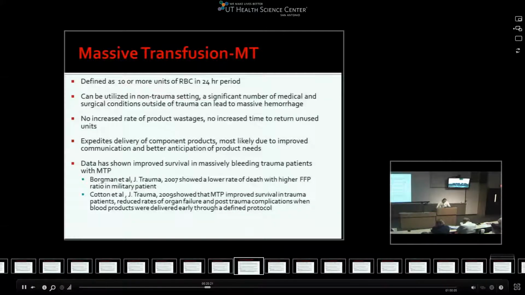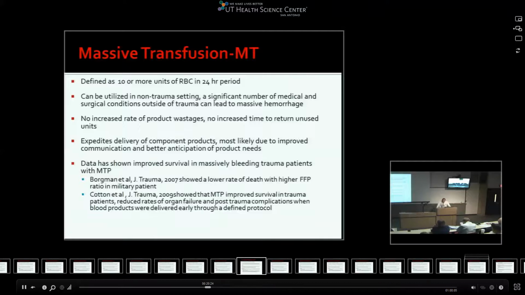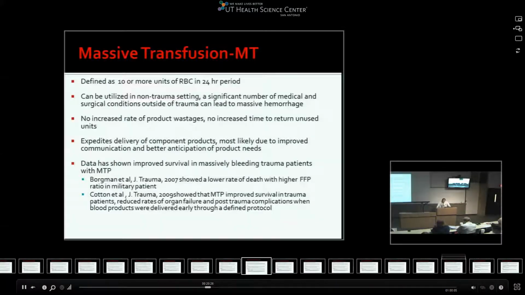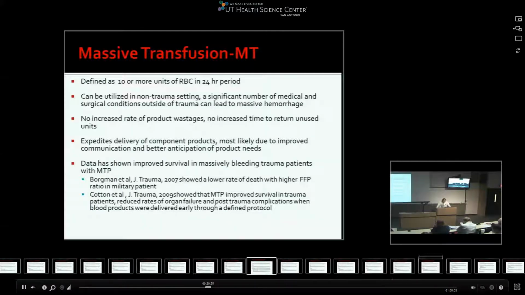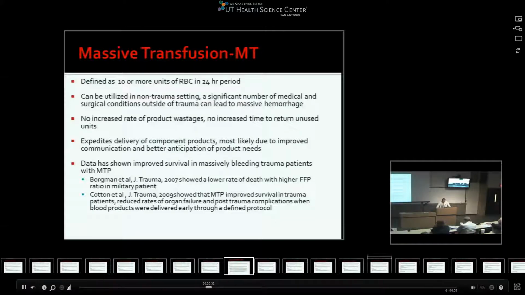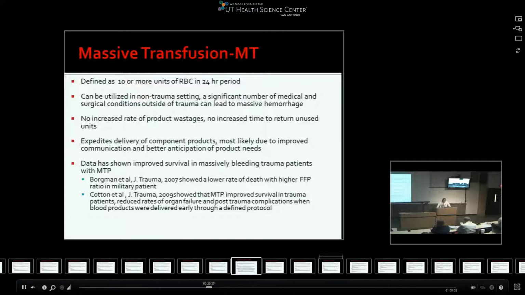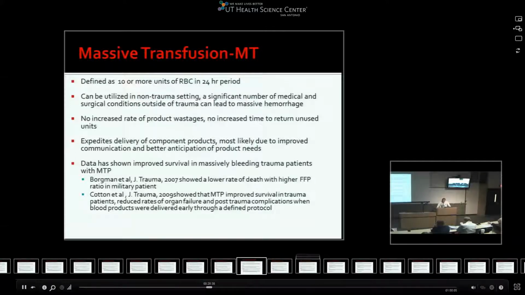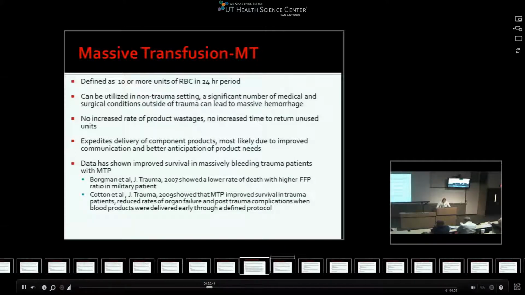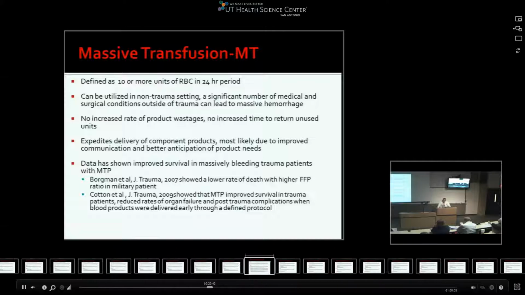In a landmark study, Borgman et al. in the Journal of Trauma 2007 showed a lower rate of death with high FFP ratio in military patients. In the civilian setting, Cotton et al., also in the Journal of Trauma in 2009, showed that MTPs improved the survival in trauma patients and reduced the rate of organ failure and post-trauma complications when blood products were delivered early through a defined protocol.